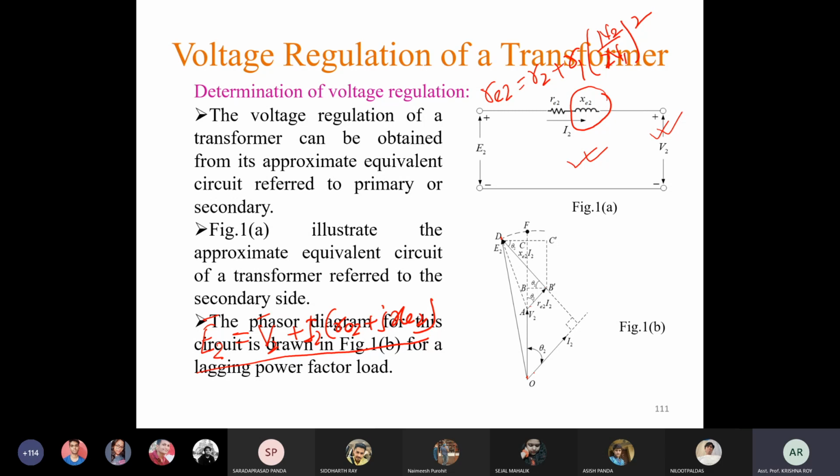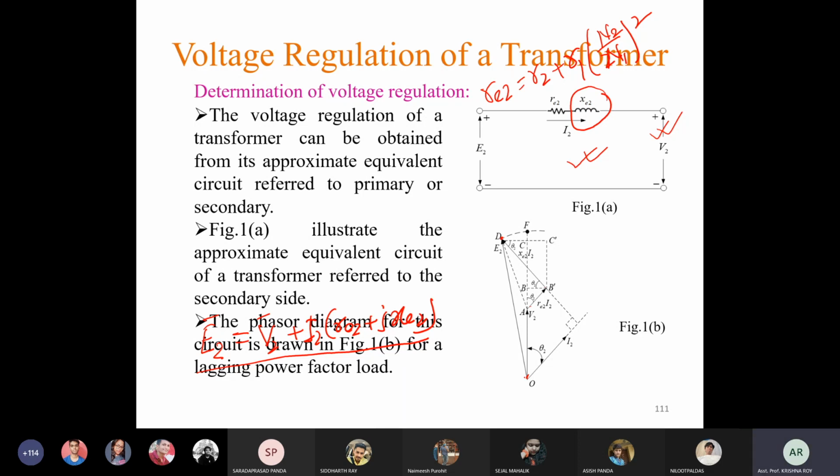So the phasor diagram is, first of all, draw V2 along the positive y axis, then draw I2 lagging V2 by an angle of theta 2. Then draw I2 RE2 in parallel with I2 and jI2 XE2 in quadrature with I2 or I2 RE2. Then join the starting point of V2 and the end point of jI2 XE2. These 2 points, then you will get E2.